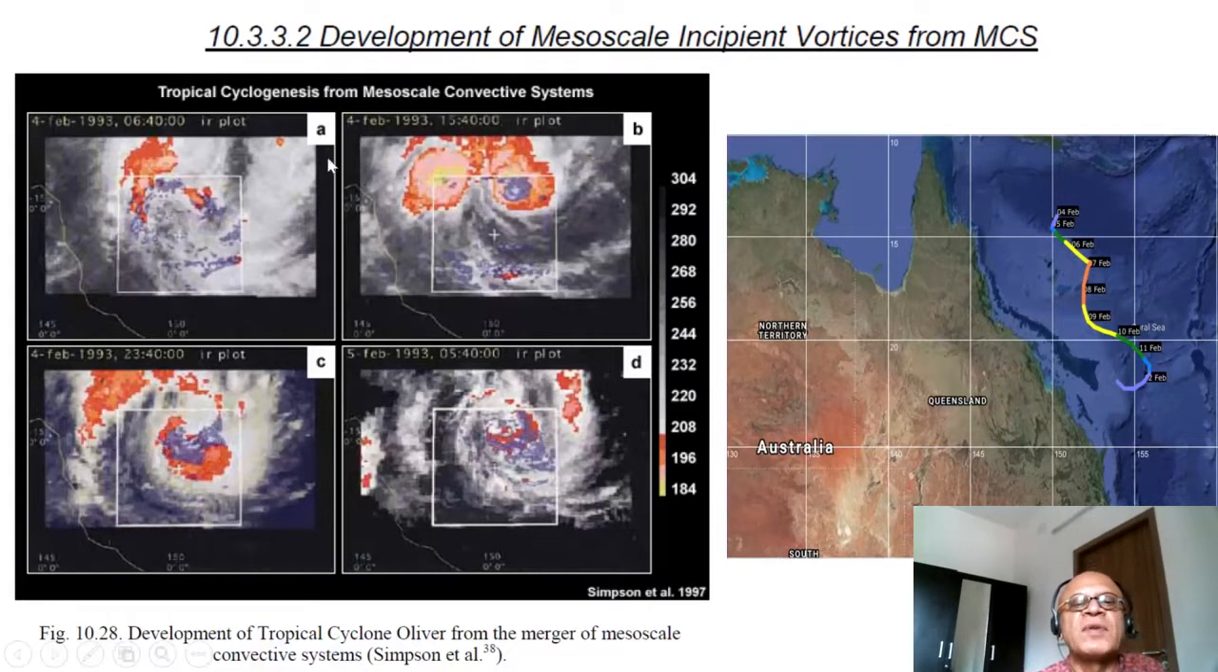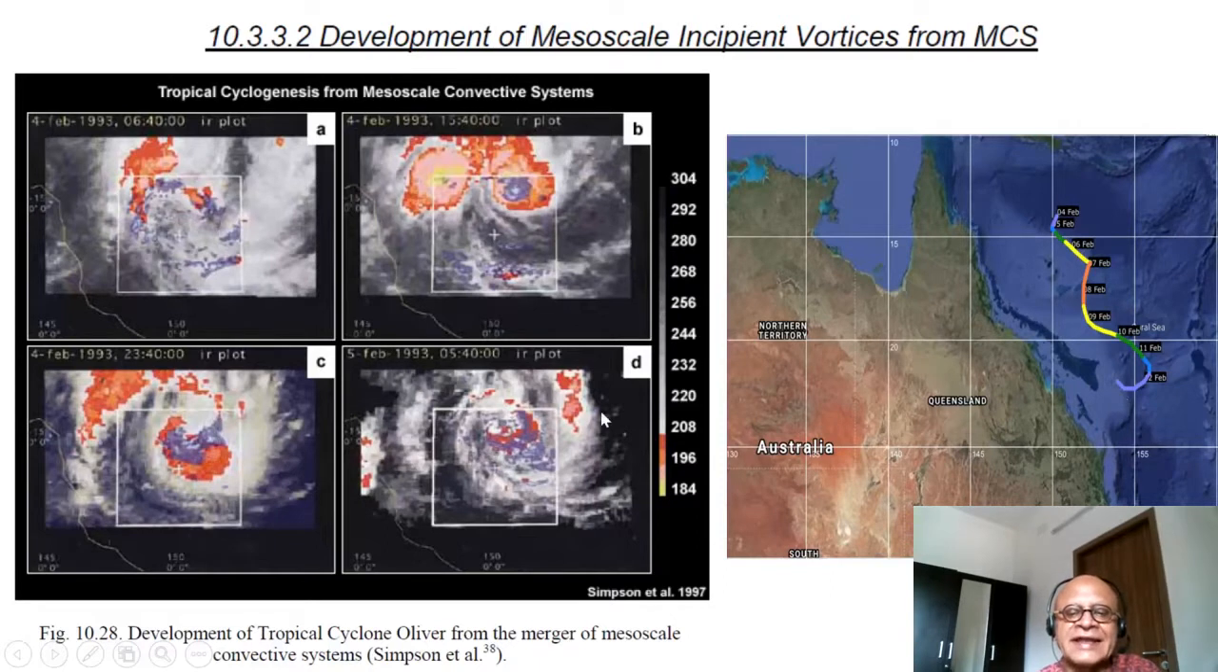So you can see 4th February here at 6:40 a.m., 3:40, 23:40, and then 5th. So this is 4th, this is 5th, and basically there were a bunch of convective systems which merged and formed two larger scale mesoscale systems, and then it sheared off and formed one large mesoscale system with sufficient vorticity and reduced vertical shear and other favorable conditions to turn into a tropical cyclone, and then it got stronger and then weakened and died out.